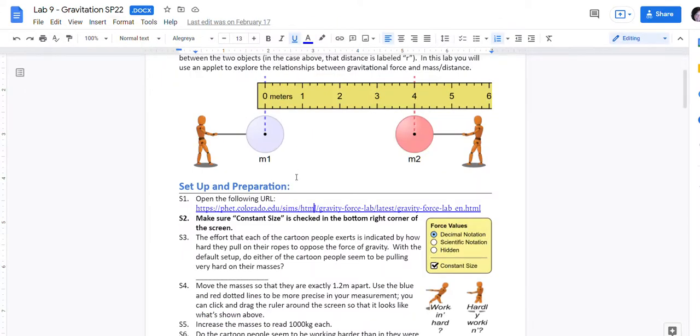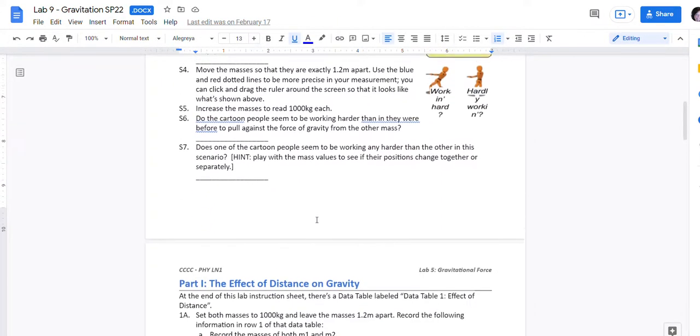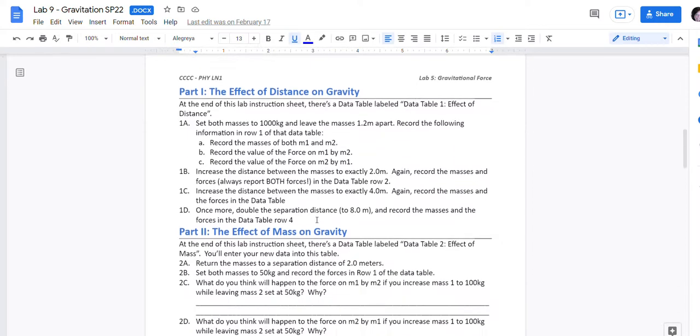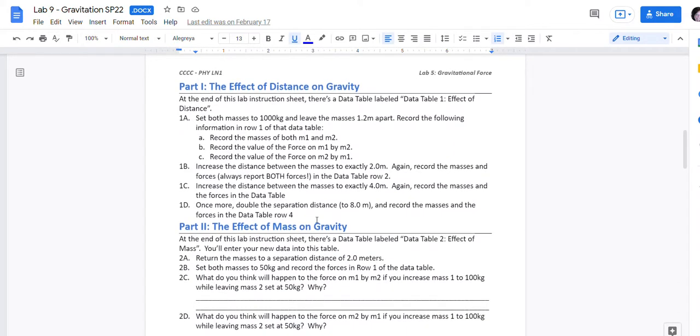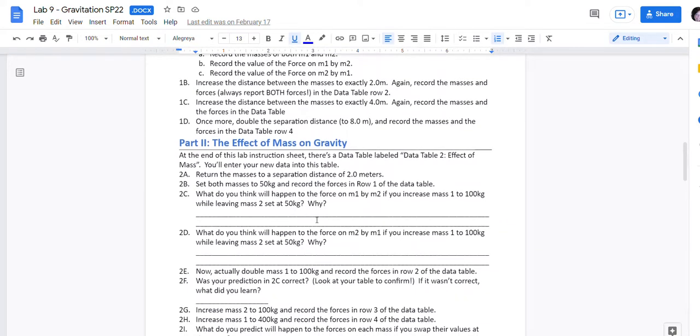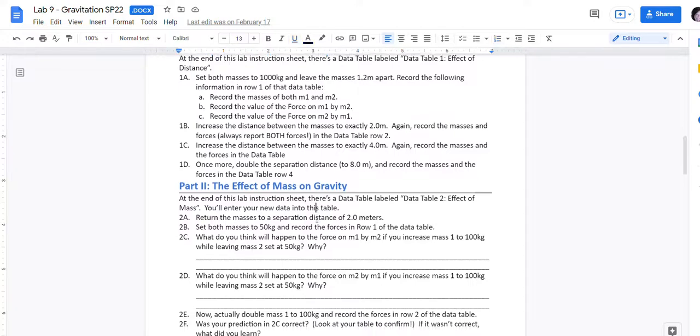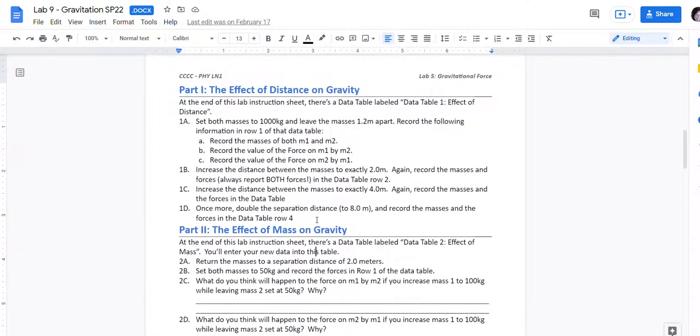And in the data chart, you're going to be experimenting with doing different things like changing the masses or changing the radii. You might set both of them to the same mass and then increase the distances. You might double a mass. I mean, the lab tells you what to do. But in the first one, you're just going to be looking at the effect of distance on gravity.